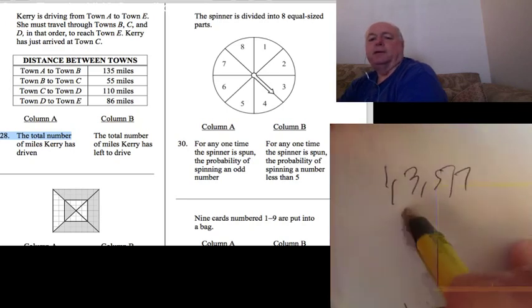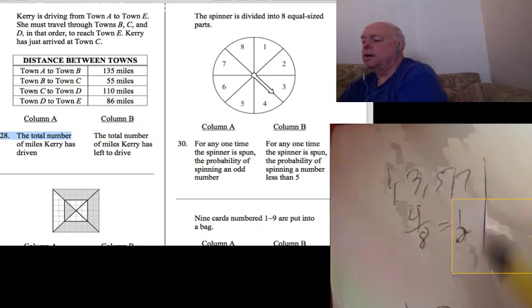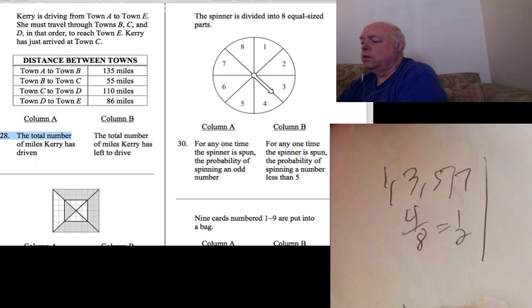Okay? For B, it says for any one time, the probability of spinning a number less than 5. Well, that gives us 1, 2, 3, and 4, which is also 4 out of 8, which is also a half, and these two are equal. So that means the answer would be C.